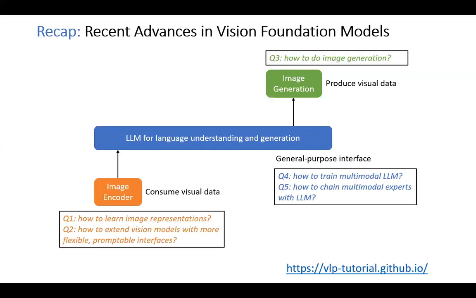And with this slide, I would like to conclude today's tutorial with a recap on all the content we have covered today. We started with the focus on image encoder that consumes visual data and discussed how to learn image representations via visual pre-training and vision language pre-training, and how to extend vision models with more flexible, promptable interface to build a unified vision interface. We then covered image generation that produces visual data with a focus on alignment. And finally, we made connections to large language models to build a general purpose interface from two perspectives: one, to train large multimodal models, and the other to train multimodal experts with large language model to enable multimodal agents.